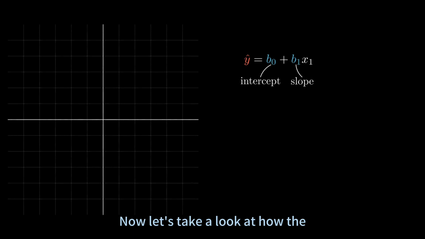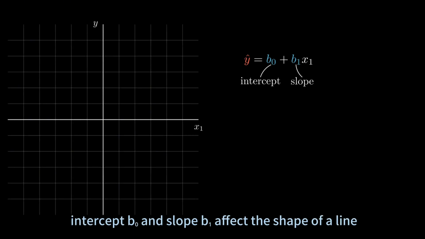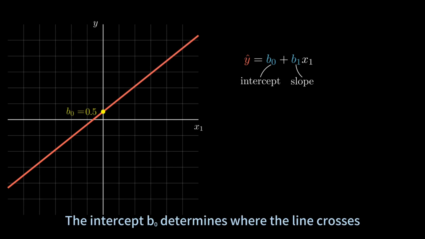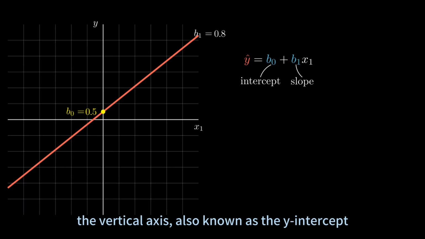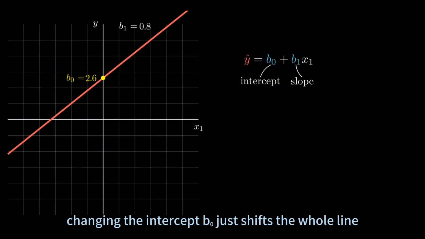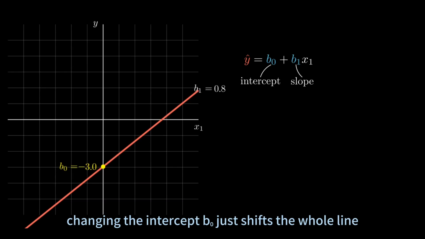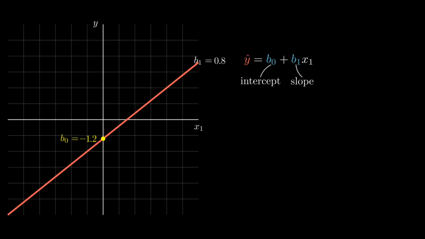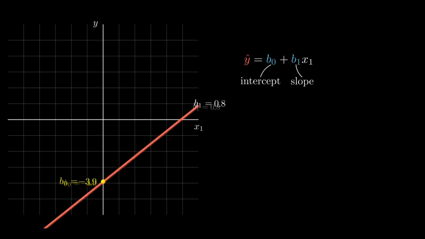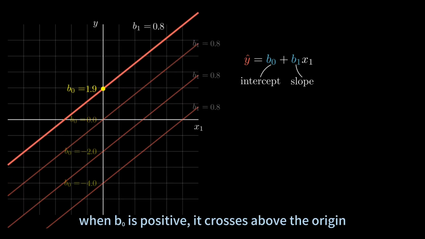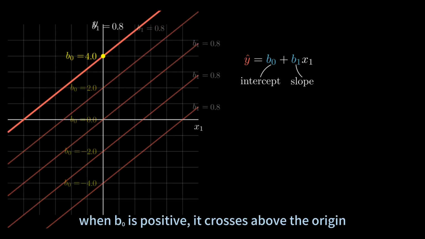Now let's take a look at how the intercept B0 and the slope B1 affect the shape of a line. The intercept B0 determines where the line crosses the vertical axis, also known as the y-intercept. When we keep the slope B1 fixed, changing the intercept B0 just shifts the whole line up or down without changing its tilt. When B0 is negative, the line crosses the vertical axis below the origin. When B0 is positive, it crosses above the origin.